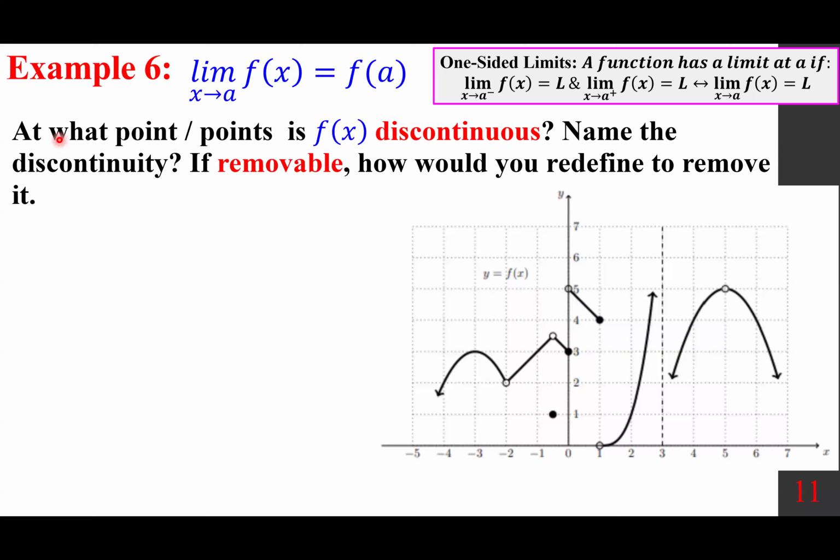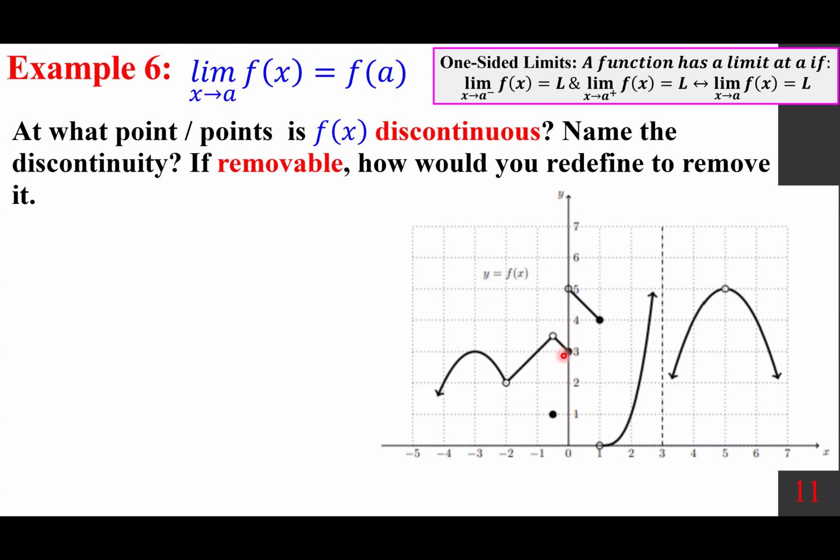Example 6. At what point or points is f of x discontinuous? Name the discontinuity. If removable, how would you redefine to remove it and fix it in essence? So first, quickly, what are the points? So we start from the left and we go to the right. The very first number we see is negative 2. The next one, there's a hole here, negative 0.5.